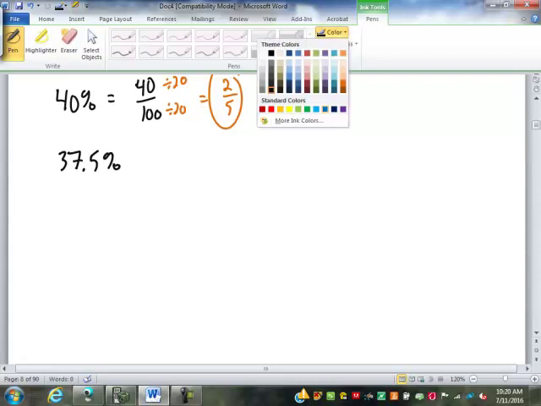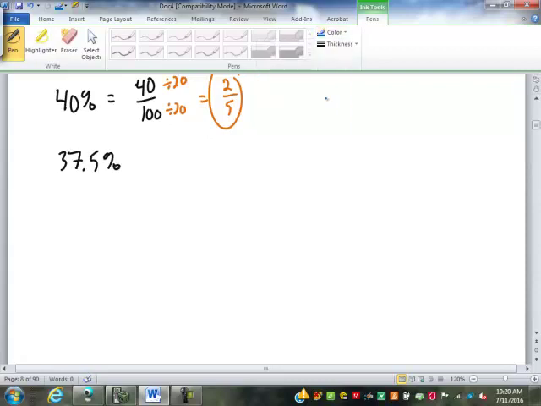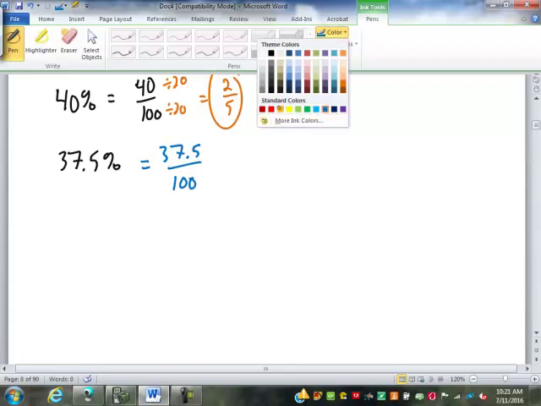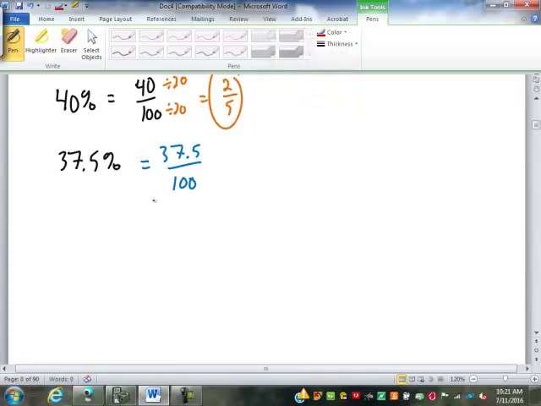What if we have 37.5%? Well, we don't like having decimals within our fractions, but we do have to make this 37.5 out of 100. Now, a lot of us would shy away from that because we don't like to see that decimal in our fraction, but it is there. It's 37.5 out of 100. Now, when we were looking at dividing decimals, how did we get that decimal out of the fraction? What did we do?